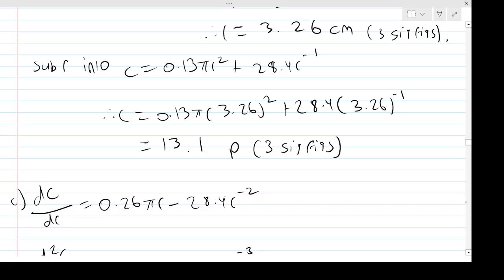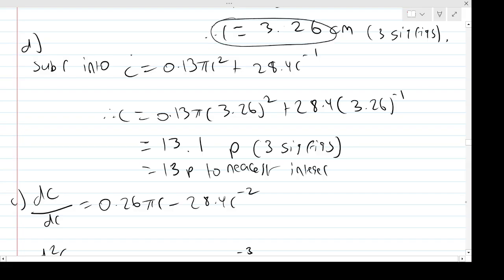Okay, so this would have been part D then. If I rounded that, it'd be 13p to the nearest whole number, to the nearest integer. I just did a bit more work in the earlier parts of the question, but that should be fine. So once I found the value of R, I then substituted that into the equation to find the C, the minimum value of C.